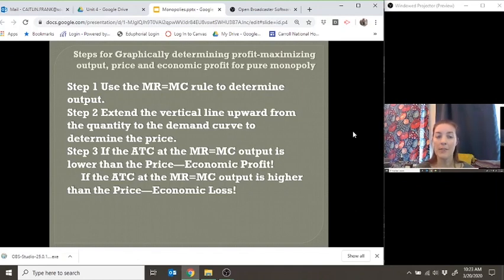You still measure profit based on where the price is compared to ATC. If price is above ATC, you're making a profit. If price is below ATC, you're making a loss. So that also is the same as perfect competition.